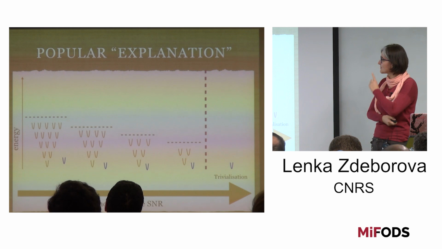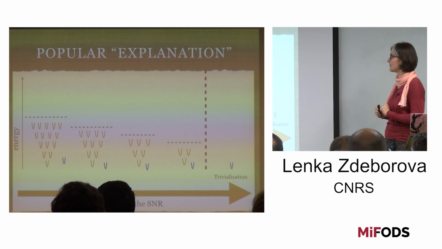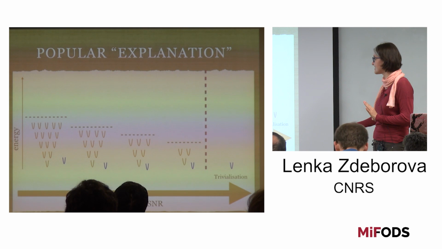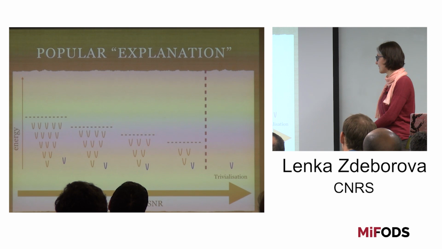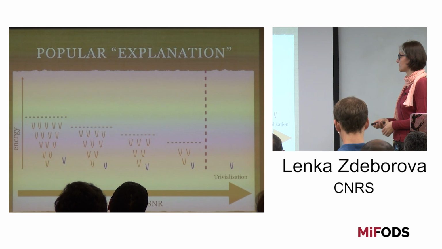Now, how do we explain the usual, popular explanation of gradient flow failing? We say something like this. As the signal-to-noise ratio increases, there are spurious local minima. And when they all disappear, because the signal-to-noise ratio is so big and only the good one remains, the gradient descent goes there. And that's at this trivialization phase transition where things start to get easier.